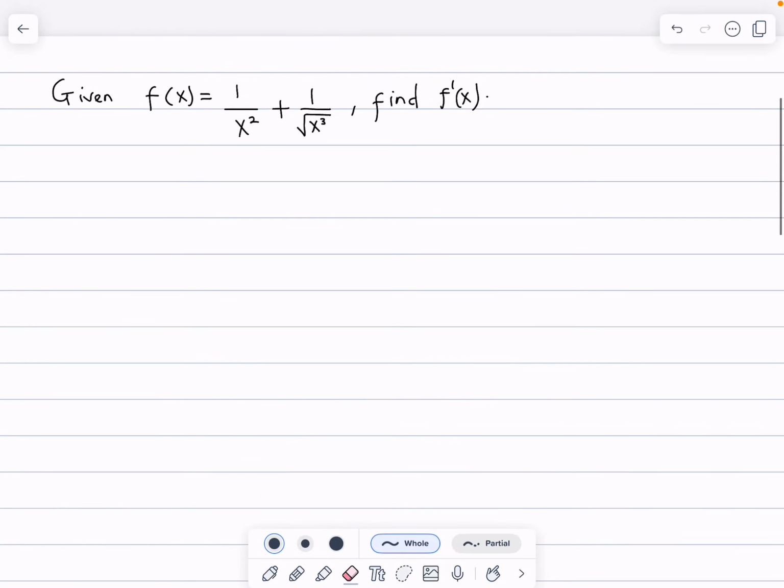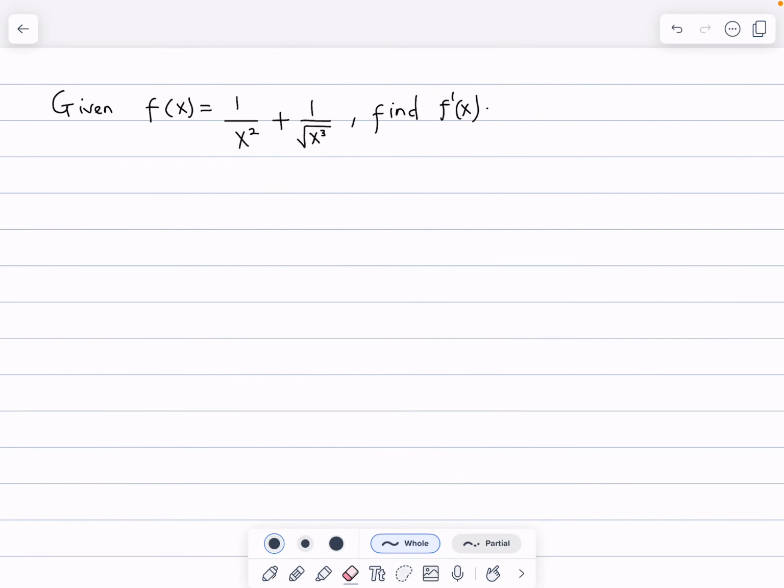Hello friends, let's find the derivative of this function f of x equals 1 over x squared plus 1 over the square root of x cubed. So how can we do this?